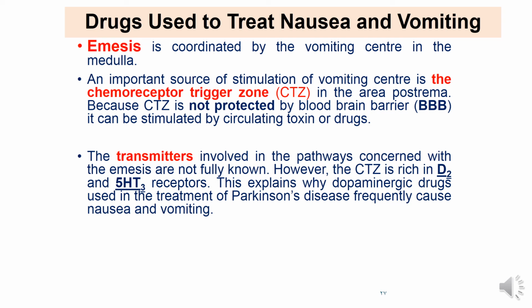Transmitters involved in the pathway concerned with the emesis are not fully known, but the chemoreceptor trigger zone is rich in dopaminergic and serotonergic receptors, which are D2 and 5-HT3 receptors. So, stimulation of these receptors leads to stimulation of the chemoreceptor trigger zone and leads to emesis. That's why dopaminergic drugs used in treatment of Parkinson's disease cause nausea and vomiting.